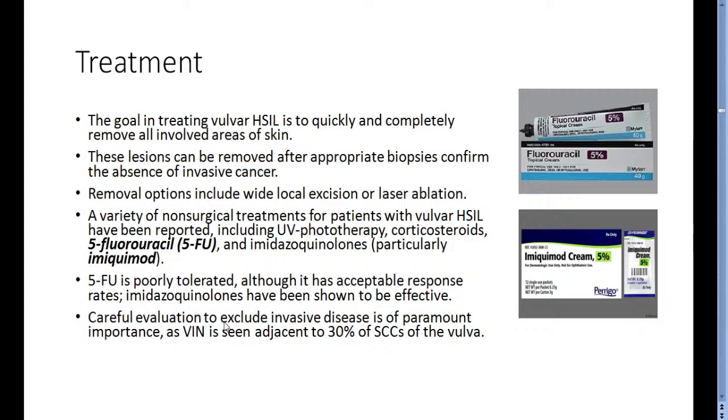So careful evaluation to exclude invasive disease is very important, as VIN is seen adjacent to 30% of squamous cell carcinomas of the vulva. So you must be very, very attentive to those patients.